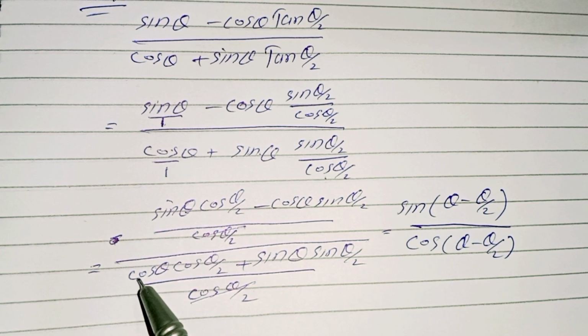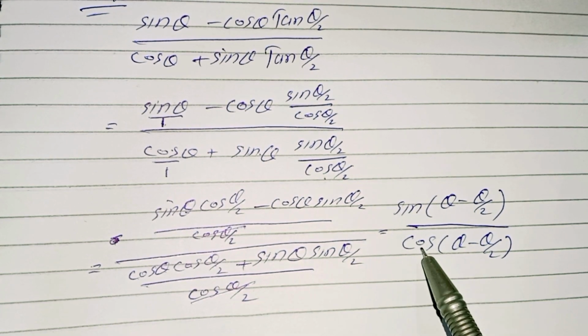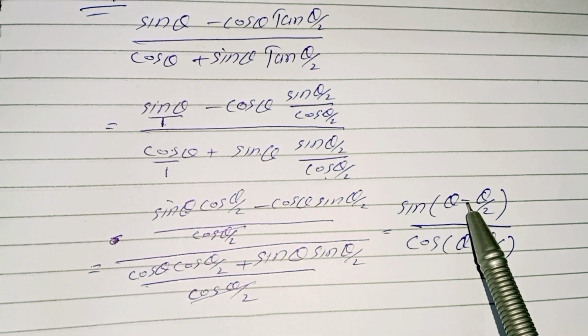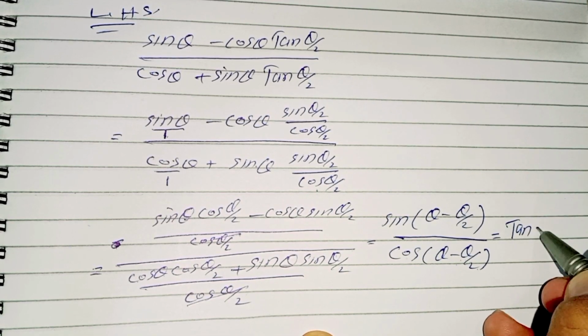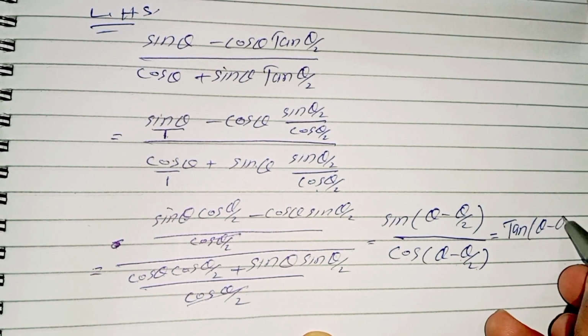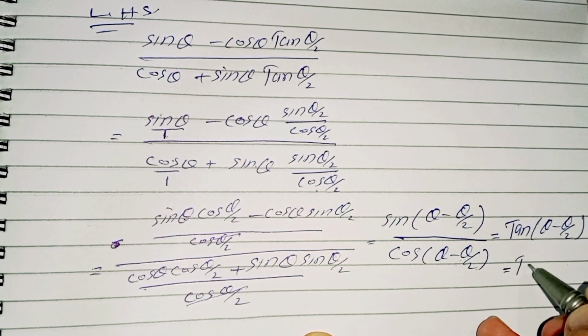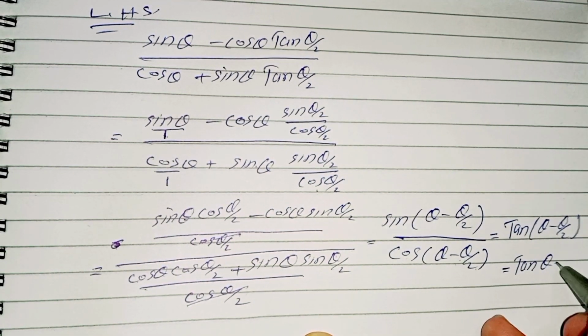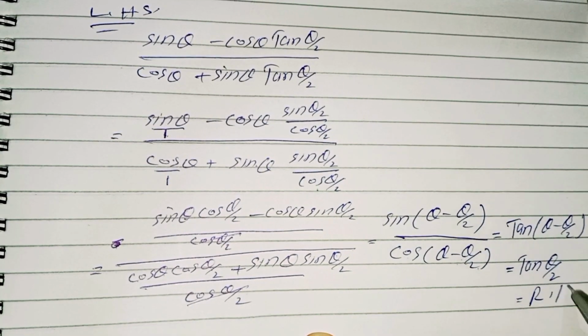Here we use the formula cos alpha cos beta plus sin alpha sin beta is equal to cos of alpha minus beta. It can be written as tan of theta minus theta by 2, and theta minus theta by 2 is equal to theta by 2, which is required on the right hand side.